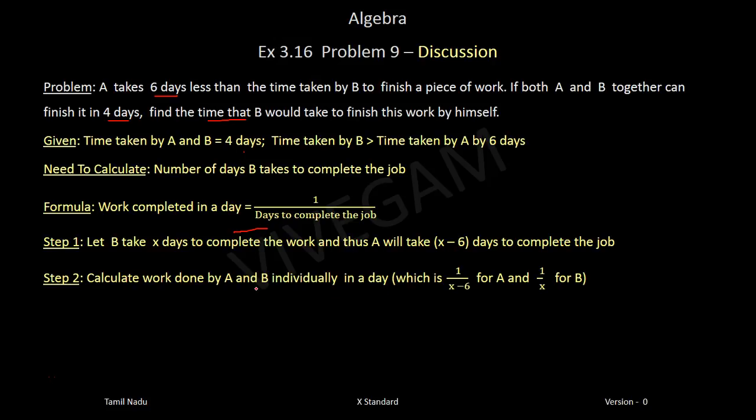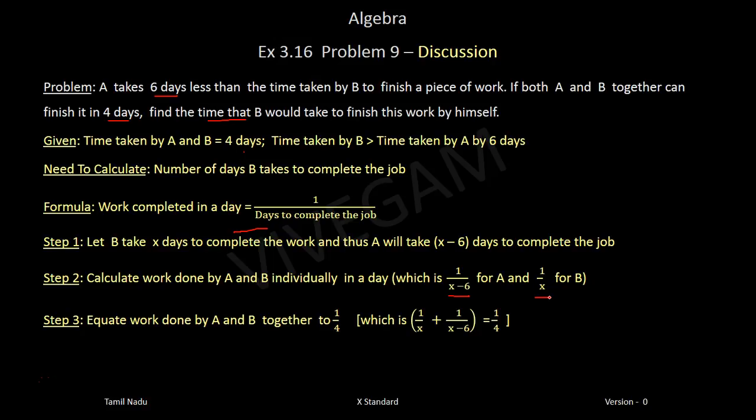Calculate the work done by A and B individually in a day. If B takes X days, in a day how much job will B do as per this formula? It will do 1 by X. Similarly, how much of the job will A do? It will be doing 1 by X minus 6, right? Because A takes X minus 6 days, so in one day A will finish 1 by X minus 6. B takes X days, so in one day B will finish 1 by X.